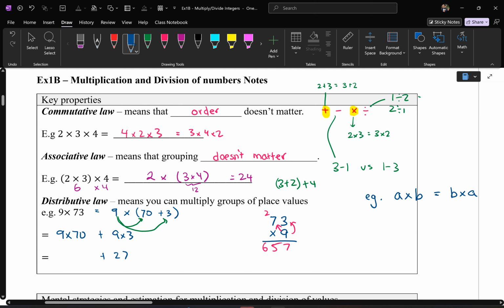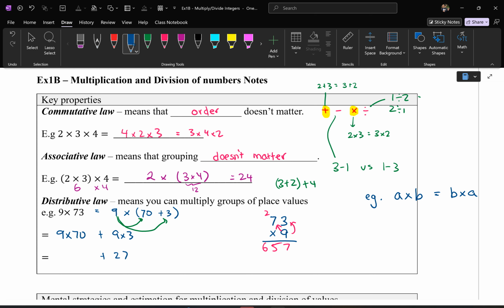What's 9 times 70? Elizabeth? 630. Because we know 9 times 7 is 63. Add on the 0. Why do we add on the 0? Because you're timesing it by multiples of 10. Okay? So we know this is 630, and it's easy to do in our head. 630 with an extra 27. What does that give us? 657. Exactly the same.